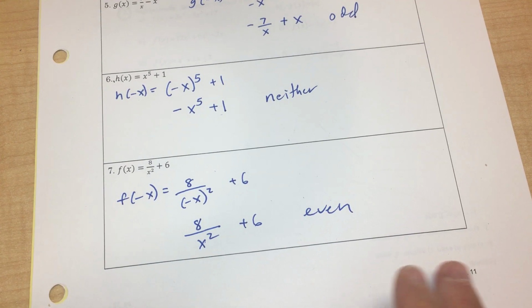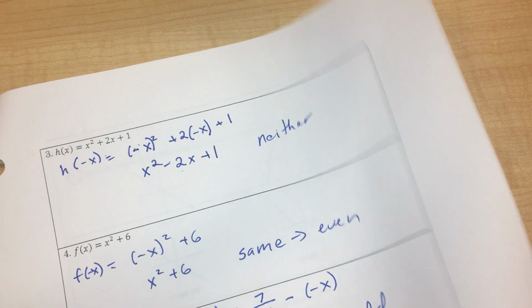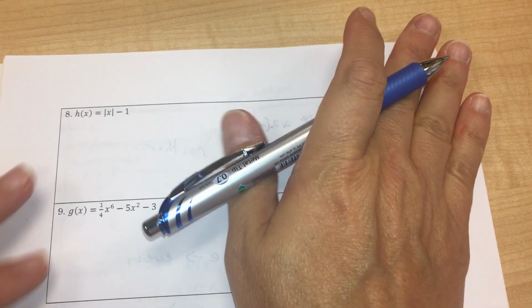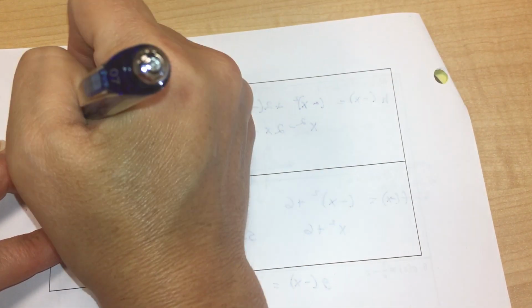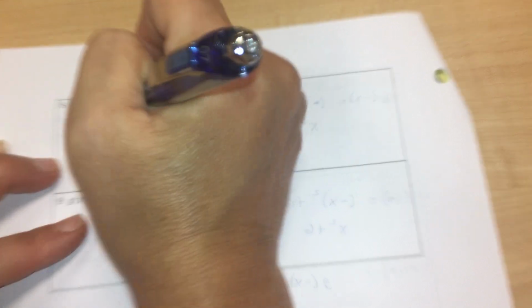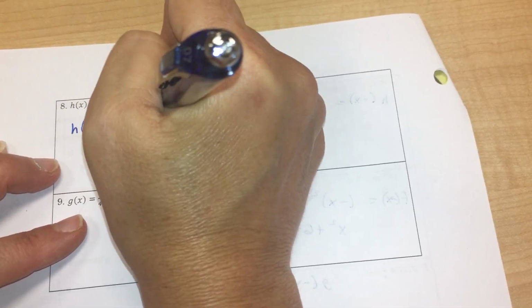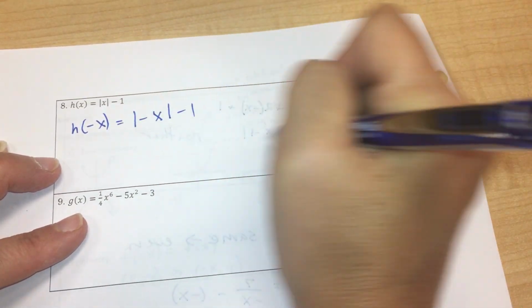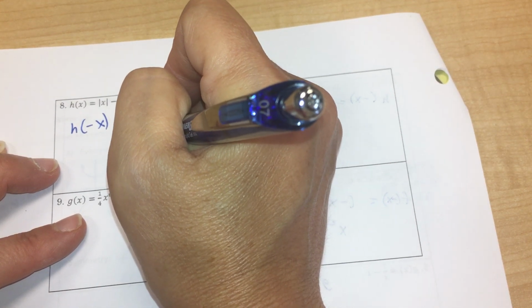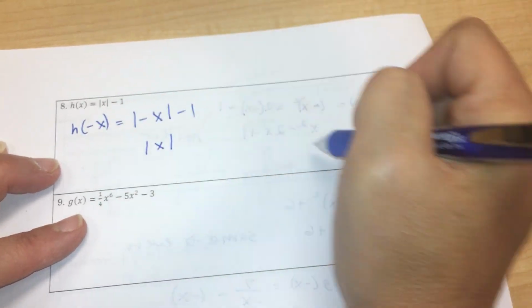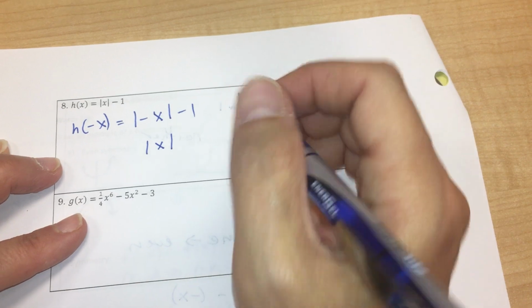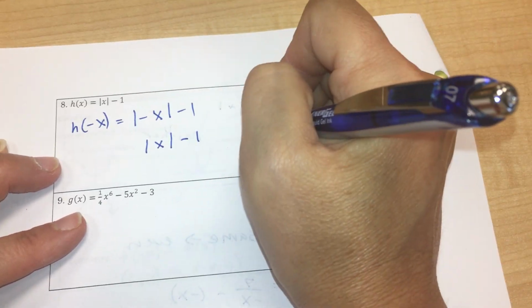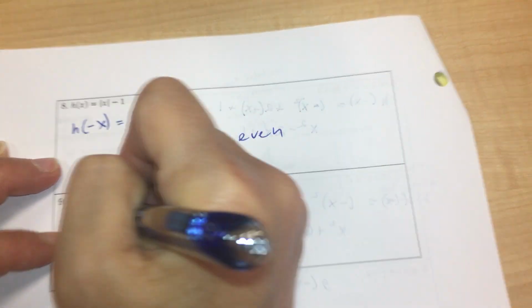All right, so there are 2 more. So this one's a little different because I've got an absolute value. If I have negative x, the absolute value of negative x is just going to be the absolute value of x, because it doesn't really matter that this is negative, it's still going to come up the same. So that one is even.